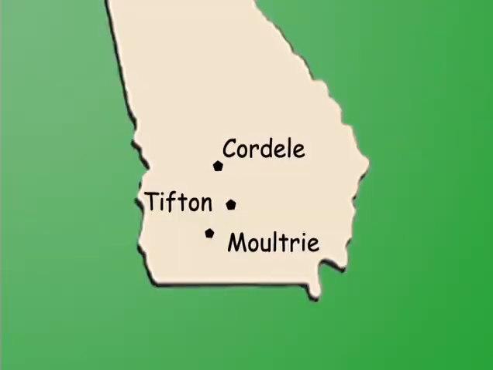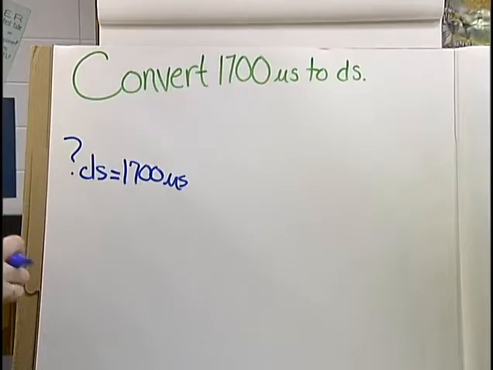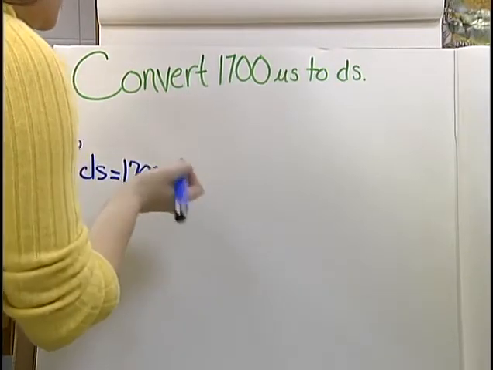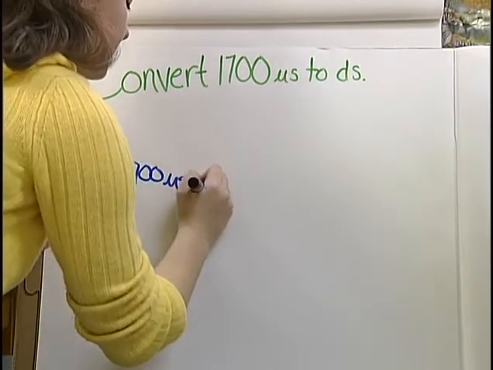Here's a hint. What if you want to go from Cordele to Moultrie, but you couldn't take the shortest route because the road was closed? What could you do? You could take I-75 to Tifton, then go southwest to Moultrie. But first, you have to leave Cordele. All right, so what I want to do is take microseconds and convert it to seconds.